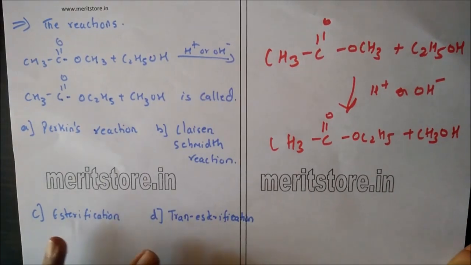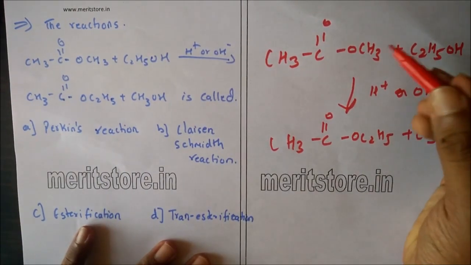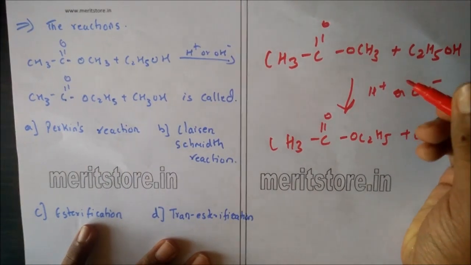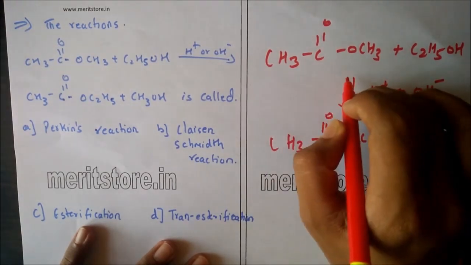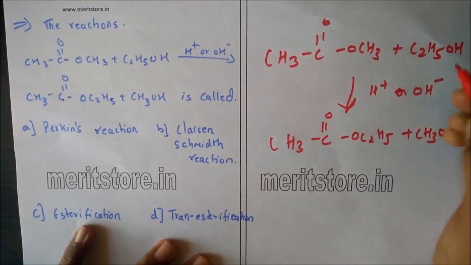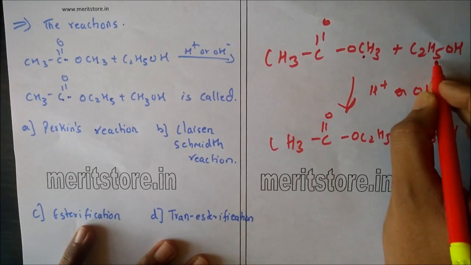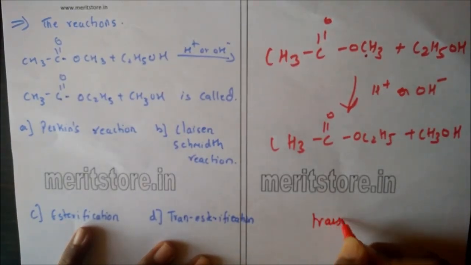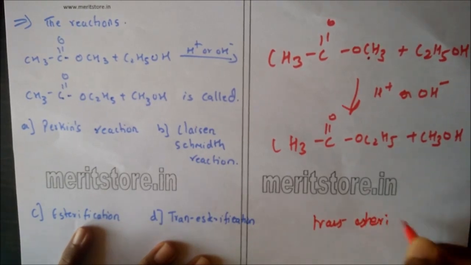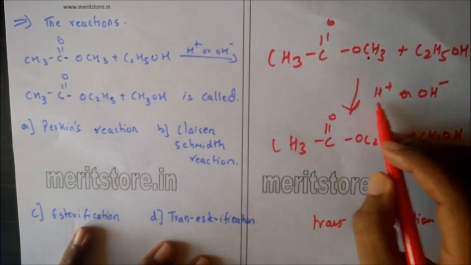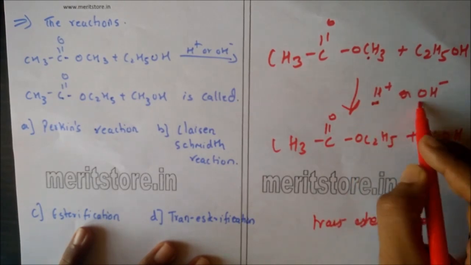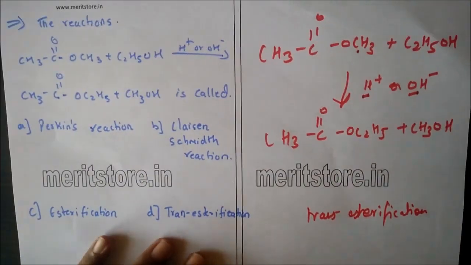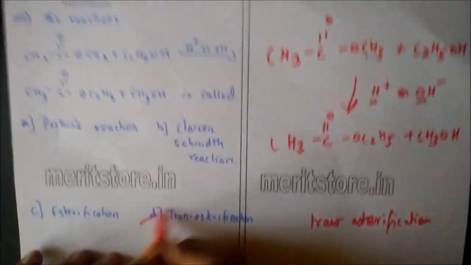Now what is happening here? Alcohol is reacting with the ester, and therefore the alkyl group of the ester is replaced by the alcohol. Here CH3 is replaced by C2H5. Now this reaction is called transesterification, and this reaction happens in the presence of an acid or a base. Therefore, here the correct answer will be option D.